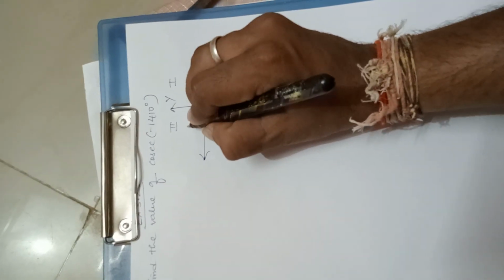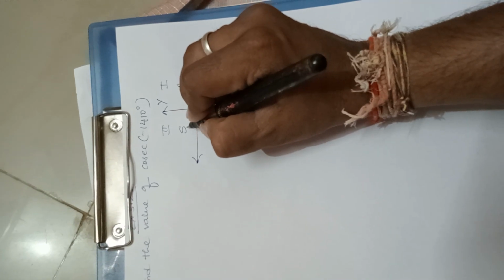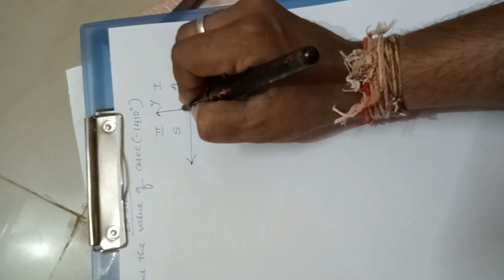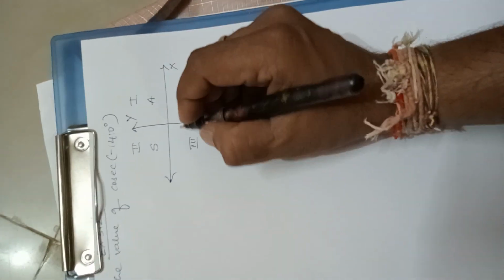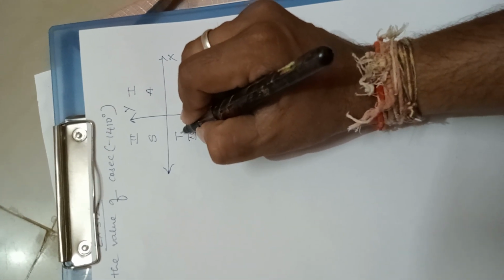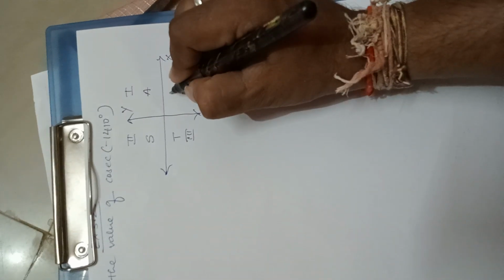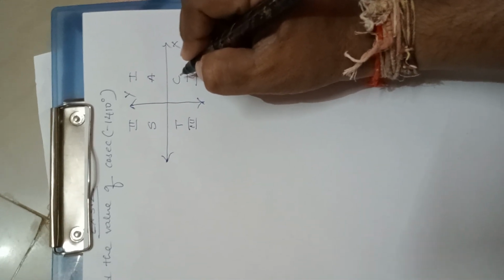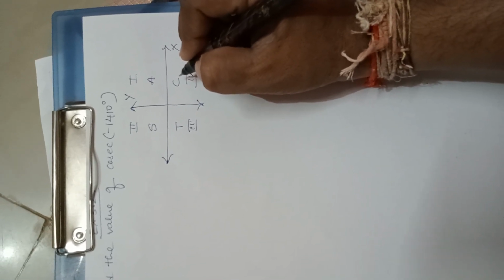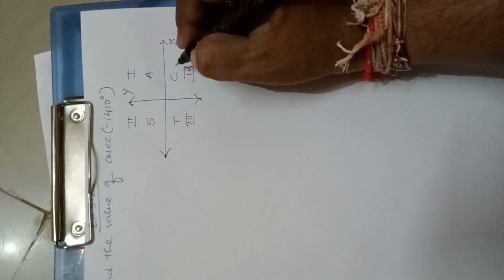In the second quadrant, sine and its reciprocal cosecant are positive. Remaining four trigonometric ratios are negative. In the third quadrant, tan and its reciprocal cot are positive. Remaining four trigonometric ratios are negative. And in the fourth quadrant, cos and its reciprocal secant are positive, and the remaining four trigonometric ratios are negative.